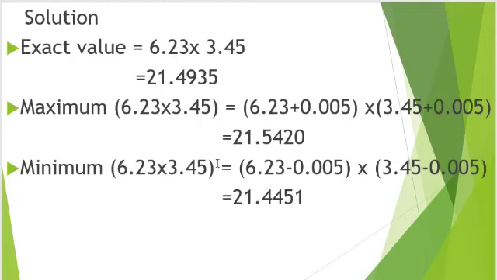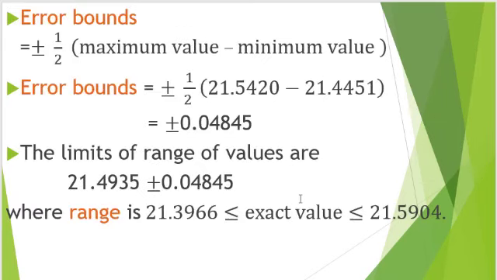Then minimum. Minimizing 6.23 times 3.45. Now, if you're to minimize this, that means you have to minimize the first number times minimize the second number. Minimizing means subtract its error, then multiply the outcomes. 6.23 minus its error 0.005, then times 3.45 minus its error 0.005 will give us 21.4451.